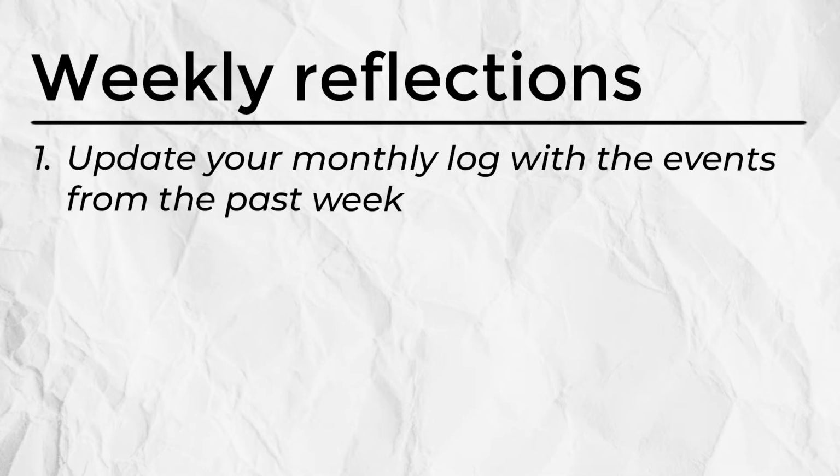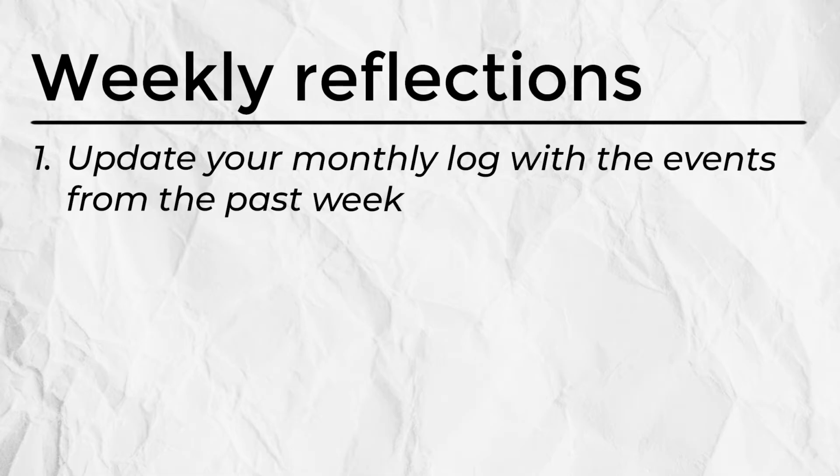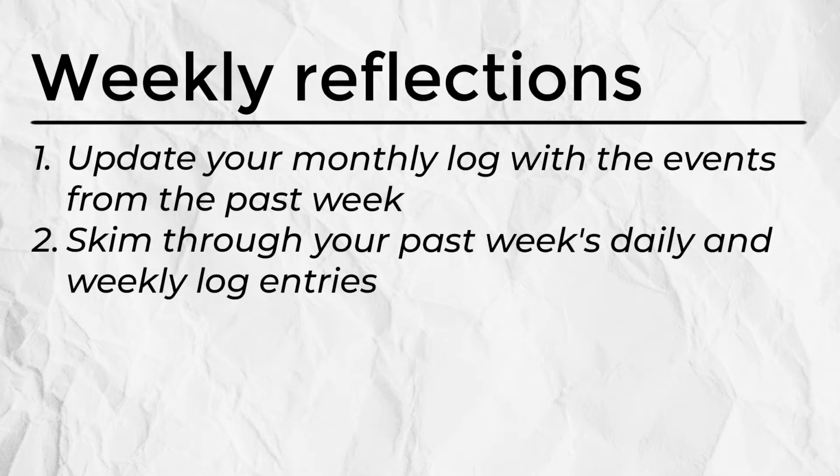In terms of the process for this one though, we want to start by updating the monthly log with the events and happenings from the past week. If you were doing the daily headlines from the PM or end of day reflection in the daily reflection section, then that can help you out with this. After updating the monthly log, we then want to skim through the past week's entries, both on the daily logs and any weekly logs if you use them. What this is going to allow us to do is just jog our memory for our weekly log setup.